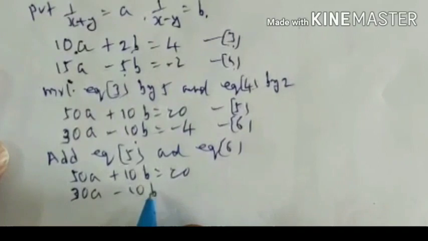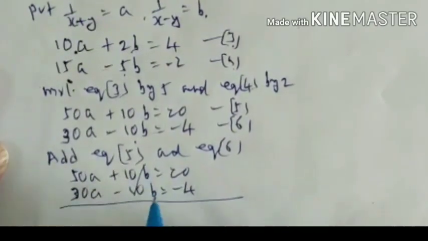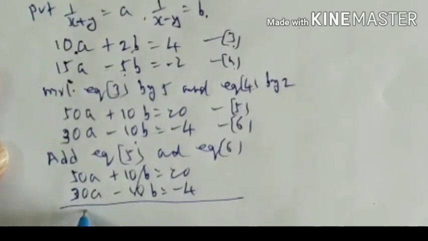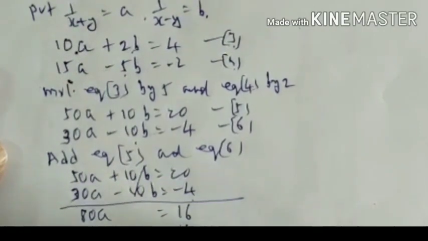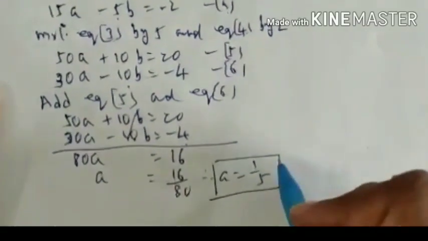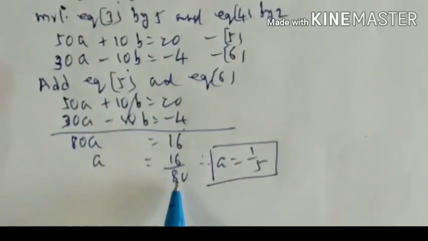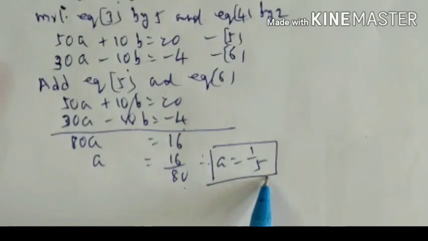Minus 10B is equal to minus 4. Adding both, plus 10B minus 10B cancelled. Here we get 80A. 20 minus 4 is 16. Or we get A is equal to 16 upon 80. 16 fives are 80. We got the value of A as 1 upon 5.